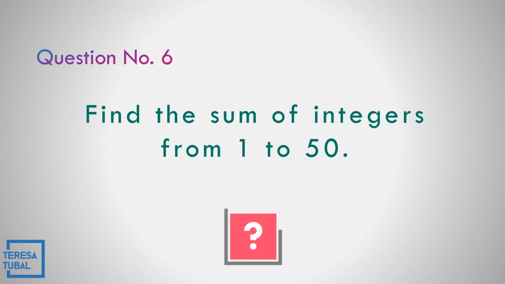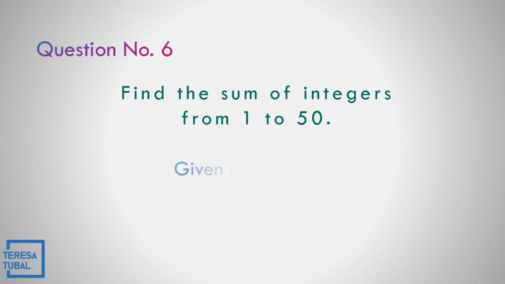Find the sum of integers from 1 to 50. Given the first term is 1, the last term is equal to 50, the number of terms is equal to 50, and the common difference is equal to 1. It is the same as counting from 1 to 50. So the number of terms is equal to 50 and d is 1.